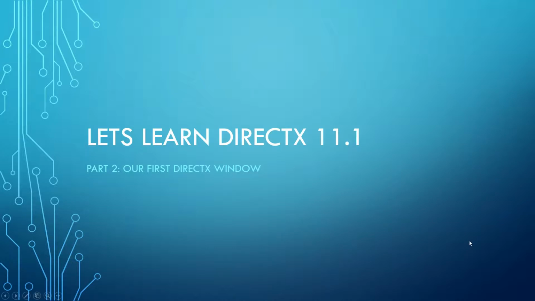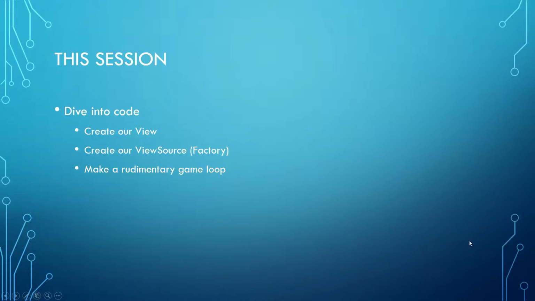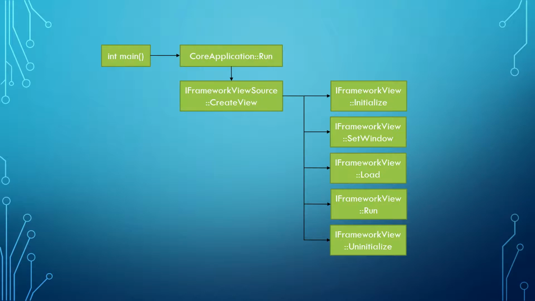So if we move forwards, in this session we're going to dive into the code by creating our view source, which is a factory that gives us our view, and make a rudimentary game loop. And just a reminder, this is the sort of workflow that we are going to look at creating.